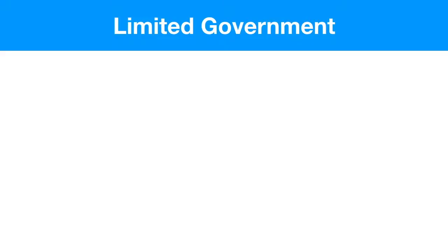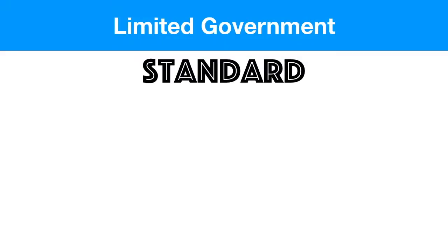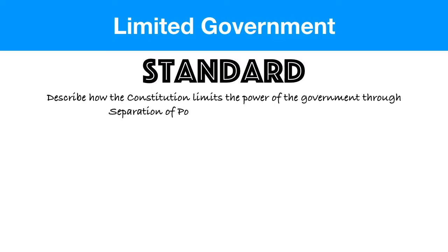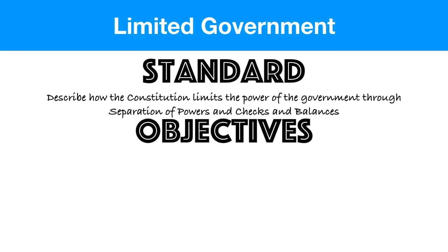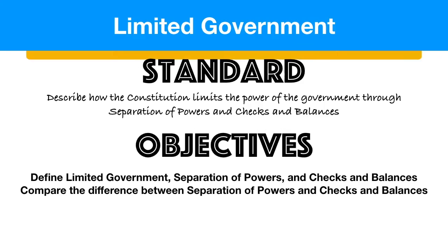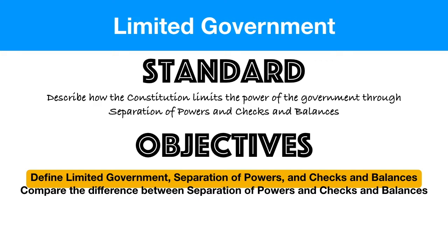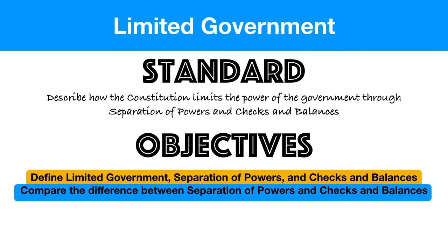Now, the standard we're going to be learning about today is about describing how the Constitution limits the power of the government through things like separation of powers and checks and balances. We only have a few objectives in this video, and that's to define what these terms actually mean, and then when we're given an example, can we identify whether it's separation of powers or checks and balances?